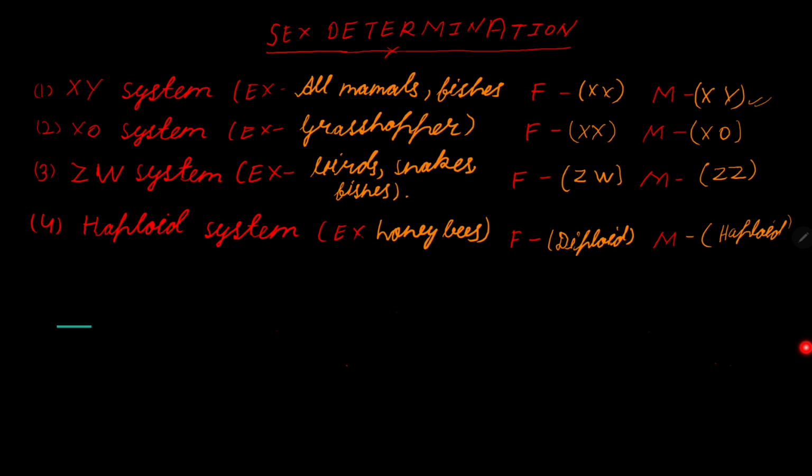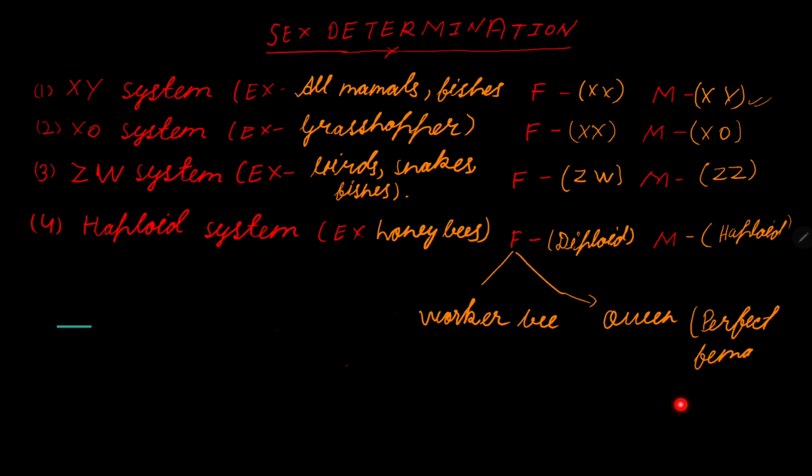In females there are two types of honeybees. One is the worker bee, and the other is the queen bee. The queen is the perfect female, and the worker bees are imperfect females. So in honeybees, sex is determined by whether the egg is fertilized or not fertilized. It does not depend on the presence of a sex chromosome.